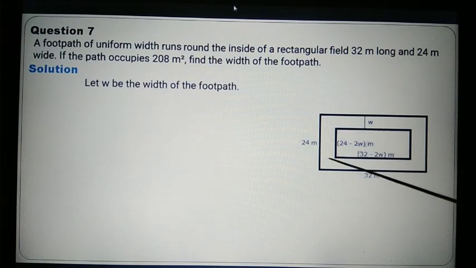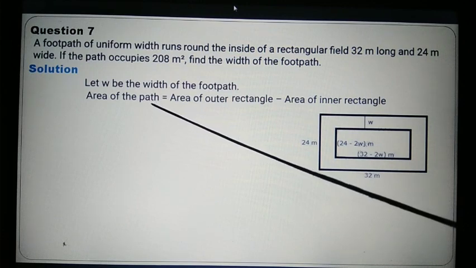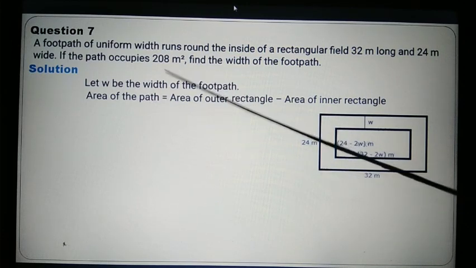We are already aware from mensuration that the area of this path is found using the area of the outer rectangle minus the area of this inner rectangle. If I remove this part from this rectangle, then I'll be left with only this part, which is the area of my path. So the area of the path will be equal to the area of the outer rectangle minus the area of the inner rectangle. Now what is the area of the path? The area of the path is given to be 208.